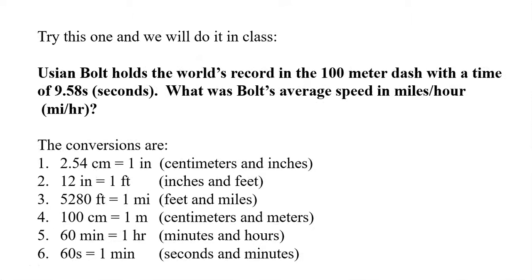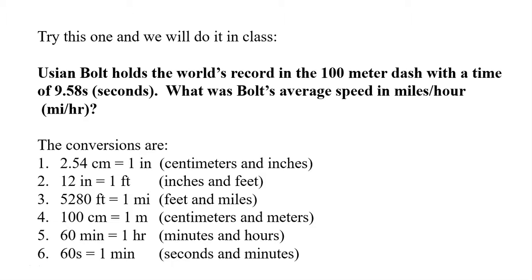So here's kind of a fun one that my students have liked in the past. Usain Bolt holds the world record in the 100-meter dash with a time of 9.58 seconds. What was Bolt's average speed in miles per hour? So what you've got is you've got to convert meters into miles, and you've got to convert seconds into hours. You're given meters, you got to come up with miles. You're given seconds, you got to come up with hours. And I give you 6 conversions, you got to use all 6 of them.